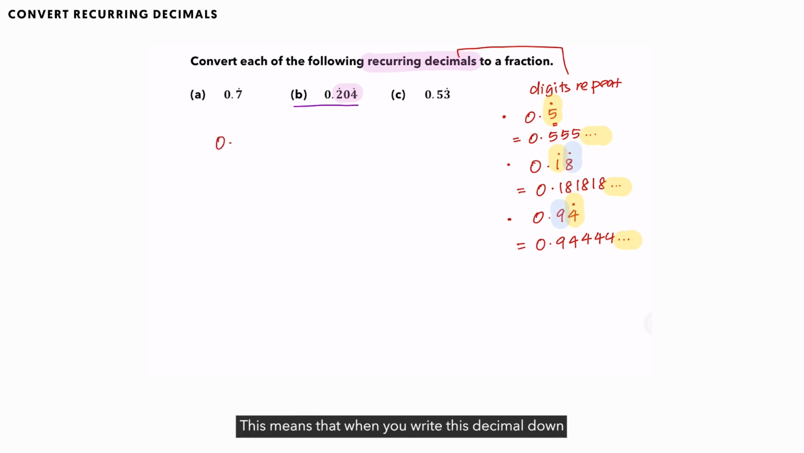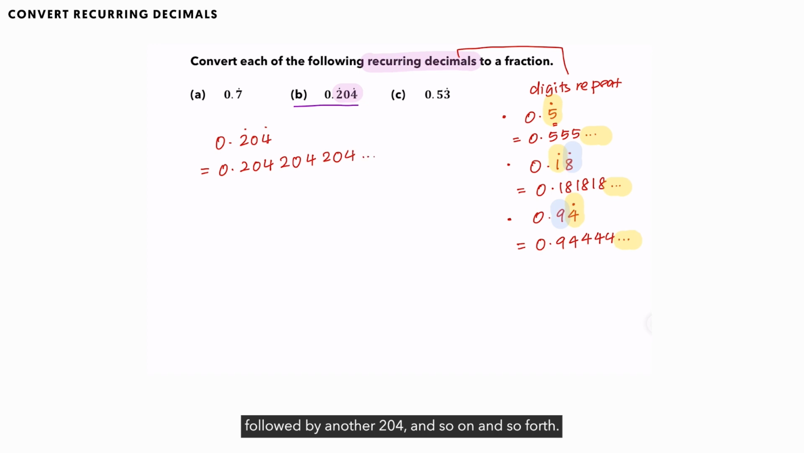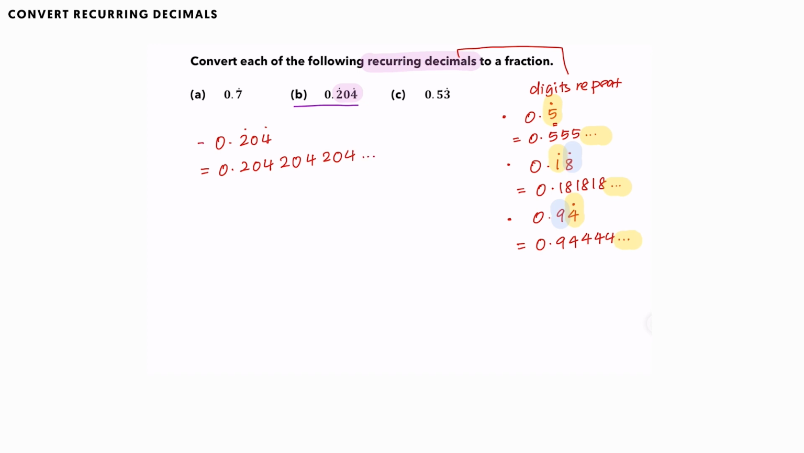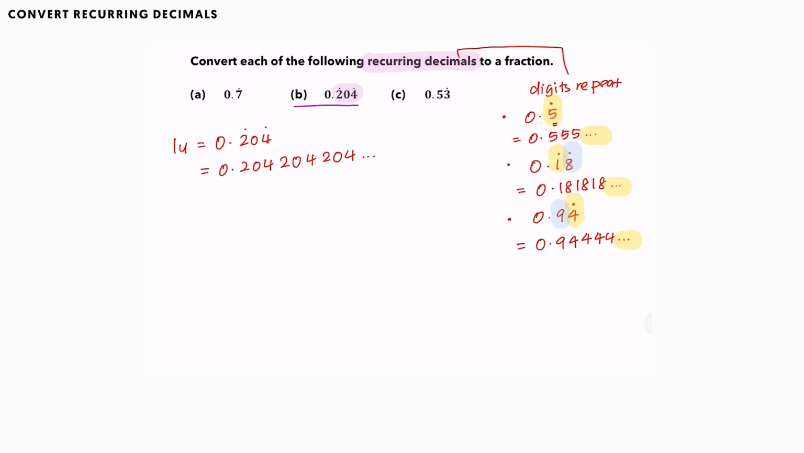This means that when you write this decimal down in expanded form, you will get 0.204, followed by another 204, followed by another 204, and so on and so forth. So what are we going to do? For the very first step, we're going to let 1 unit equal this recurring decimal, which is 0.204 with the dot above the 2, which is the first digit that repeats, and another dot above the 4, which is the last digit that repeats.